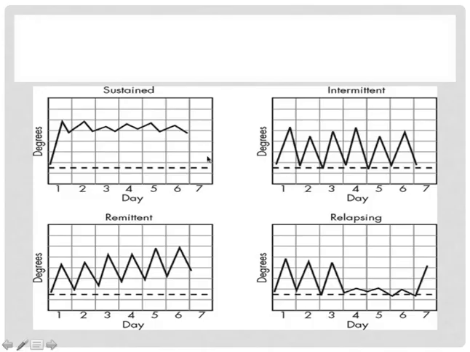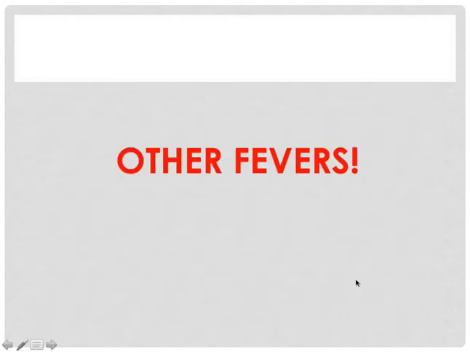So this is, in general, all three kinds of major fevers that we talked about. Sustained, you can see, just climbs up and then keeps at the same kind of level. Intermittent comes back to normal, and remittent does not come back to this dotted line. It just stays up and down, up and down, up and down. Now we'll talk about relapsing fevers in the next few slides.